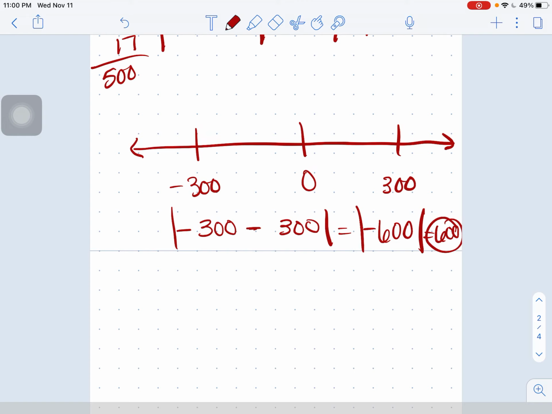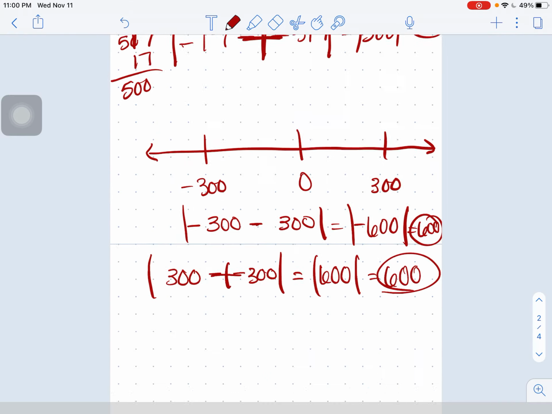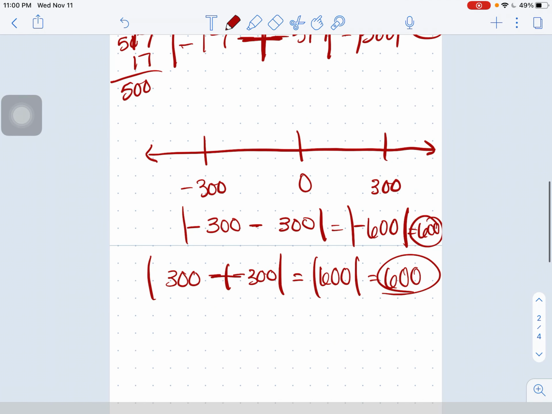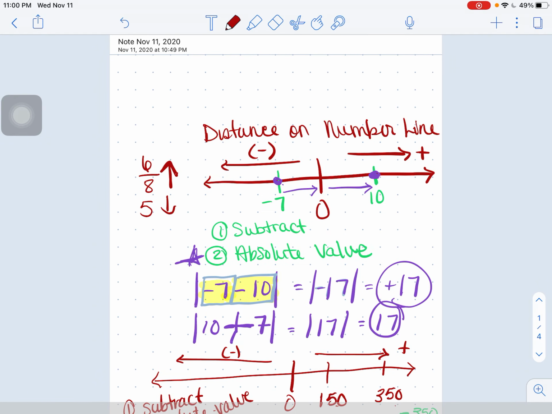And I could change the order on those, but it's not going to matter, because you would get 300 minus the negative 300. 2 negatives make a positive. Absolute value bars. 600's absolute value is still 600. So order does not matter here. Start with whichever number you're most comfortable with. Just make sure you are doing that 2-step process of subtract and find the absolute value when you're done. Okay, so there's your quick recap.